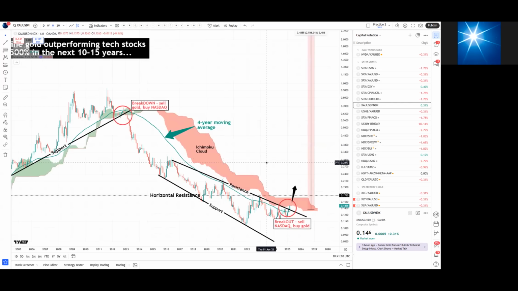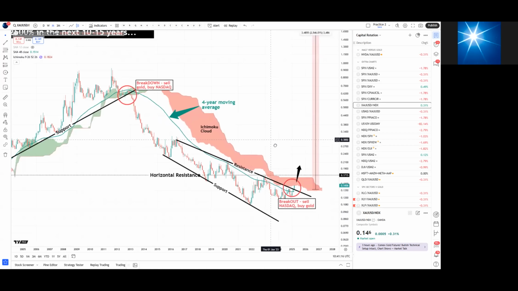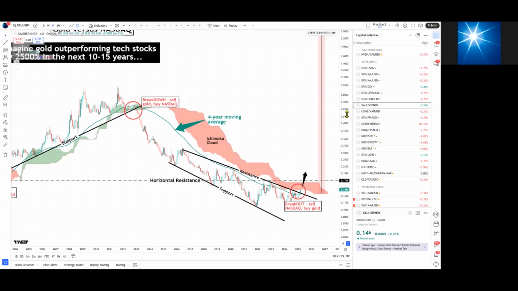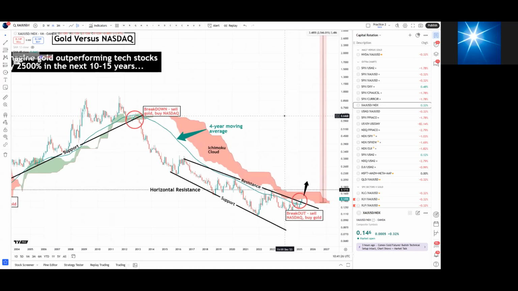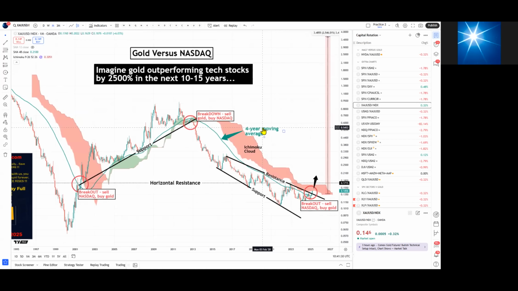Now we've looked at NASDAQ versus gold, but this is gold versus NASDAQ. So again, taking the same ratio but flipping it upside down. And in this configuration, when the chart breaks upwards, it means that gold is outperforming NASDAQ. And that's what you want to see it do in a capital rotation event. You can see the previous breakout here. The chart broke out, moved up, and that was a capital rotation event. And gold massively outperformed stock markets for 10 years.